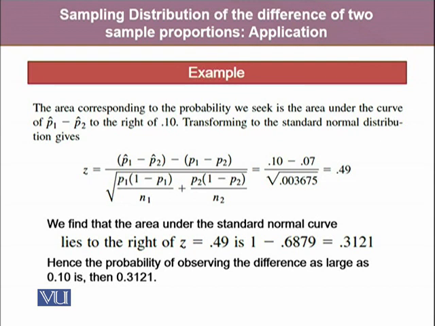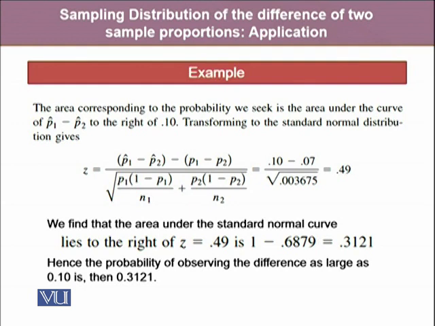Hence, instead of looking at the area to the right of 0.10, which translates into the standard normal, we look at Z to the right of 0.49. And the area turned out to be 0.3121. Hence, the probability of observing a difference as large as 0.10 is 0.3121.